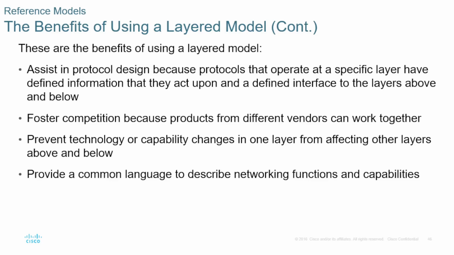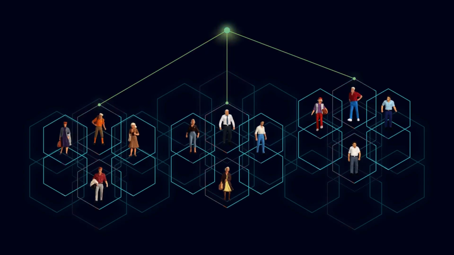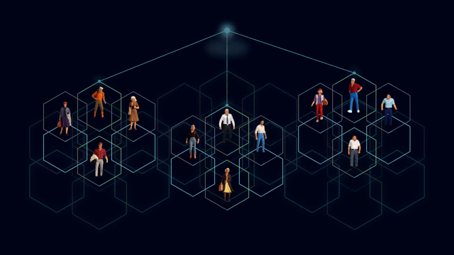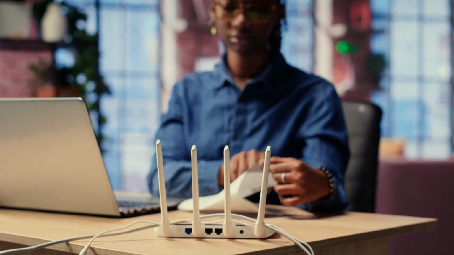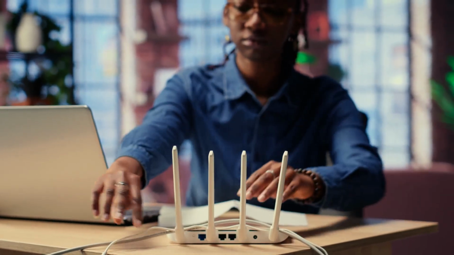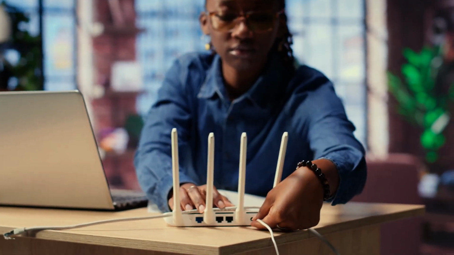It assists in protocol design because protocols at each layer have clearly defined information to act on and a defined interface to the layers above and below. It fosters competition by allowing products from different vendors to work together seamlessly. It prevents changes in one layer from affecting other layers, so new technologies or capabilities can be introduced without disrupting the entire network. It provides a common language for describing networking functions and capabilities, making it easier for engineers, developers, and students to communicate and understand network operations. Overall, layered models make network design, implementation, and troubleshooting more organized, flexible, and understandable.